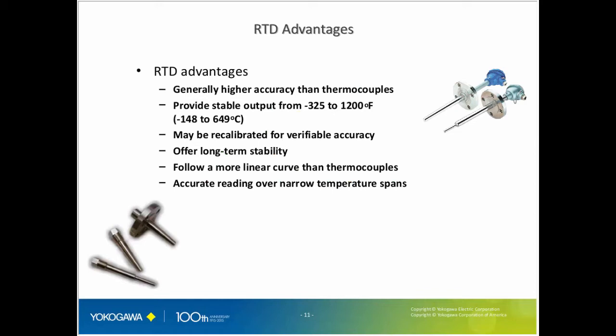So the advantages of RTDs over thermocouples, generally they're higher accuracy. So that's kind of a big plus. You're always going to get a better reading from an RTD. They can provide a stable output from -325 to 1200 Fahrenheit, like we saw on that previous slide. They can be recalibrated for verifiable accuracy.